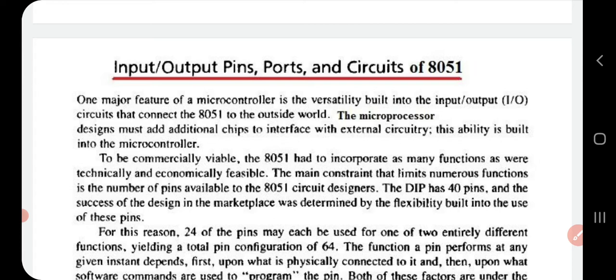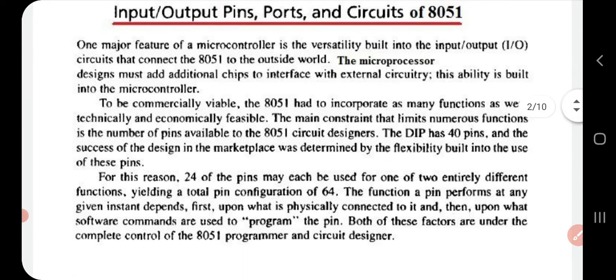Now, microprocessor designs must add additional chips in order to interface with external circuitry. That is, in order to connect the microprocessor to the outside world, some additional chips or interfacing circuits become necessary. So that is why we say that the design of the 8051 is highly versatile or flexible.